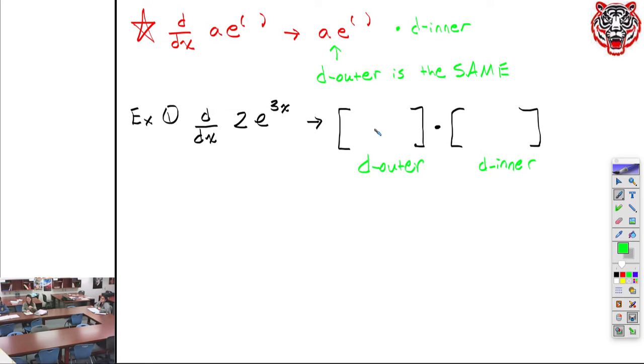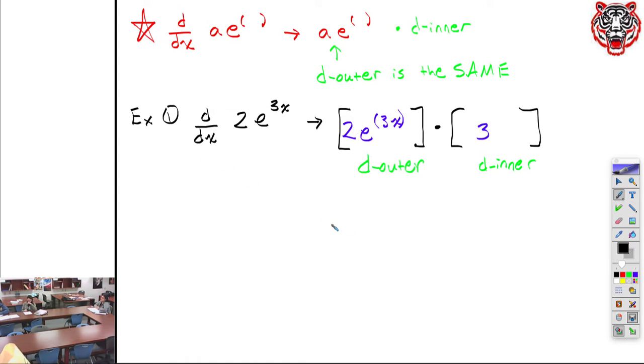Now you guys help me out. Find doubter and dinner. What is doubter? 2 times e to the power of 3x. Beautiful. And someone new, find dinner. 3. Done. We knew what the outer and inner were. I could write that down here, but I think you guys are pretty experienced at finding outer and inner.